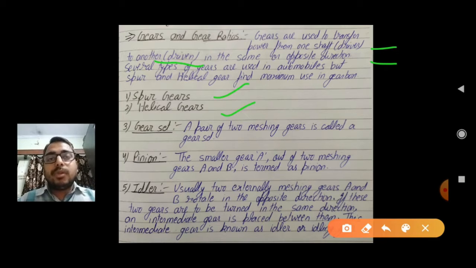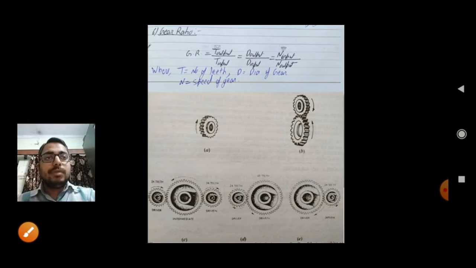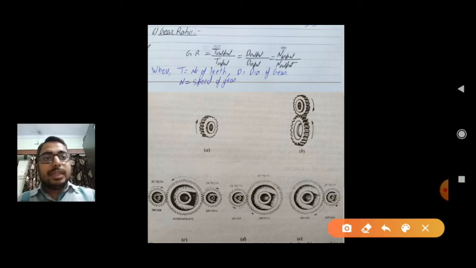Before explaining the gearbox, we have to know what a spur gear is and what a helical gear is. So first I am going to explain the spur gear and helical gear with the help of a diagram. In the next slide I have the diagram of the spur gear and helical gear. Yes, this is the diagram of the spur gear.